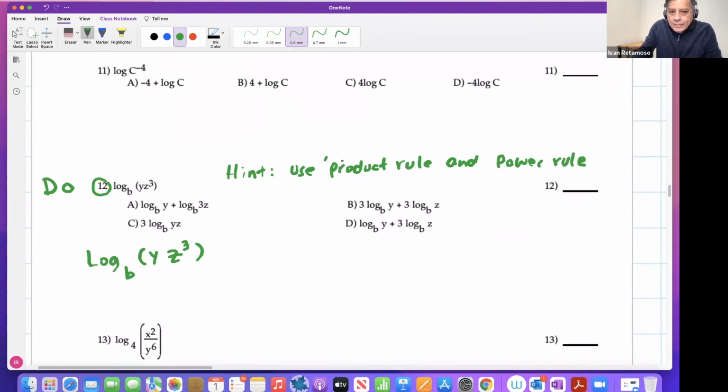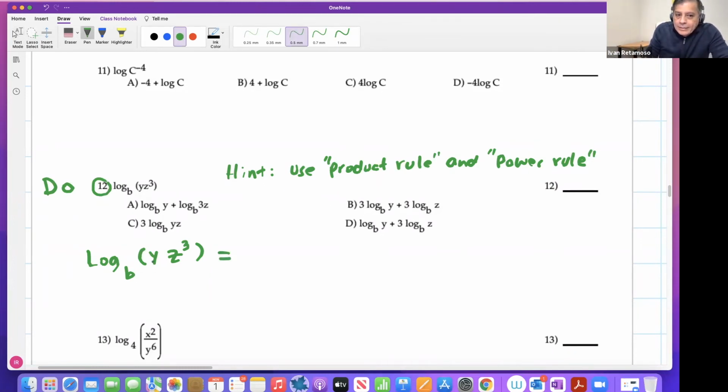Very good. Product rule first and then power rule. This will help us with our equations, so try to really master this. Gabriela, excellent. Jay, excellent. Very good, guys. I am glad that you have understood how to use this rule.